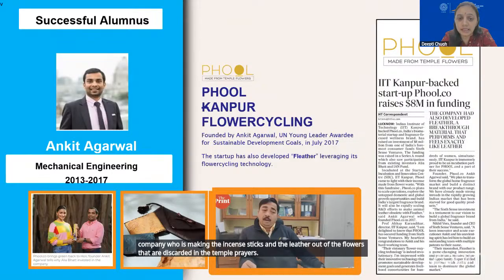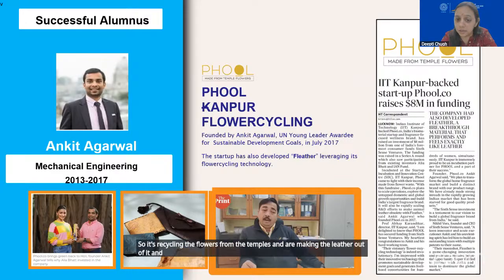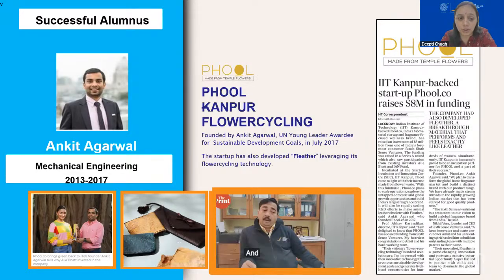So it's recycling the flowers from the temples and making leather out of it, and other incense sticks and other products out of the reused flowers. This company has made huge revenue over all these years, and it is being endorsed by various celebrities, as you can see in their journey. And this founder, Ankit Agarwal, is also our IITK alum.